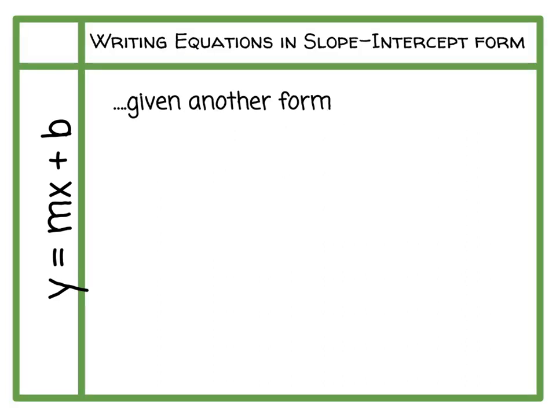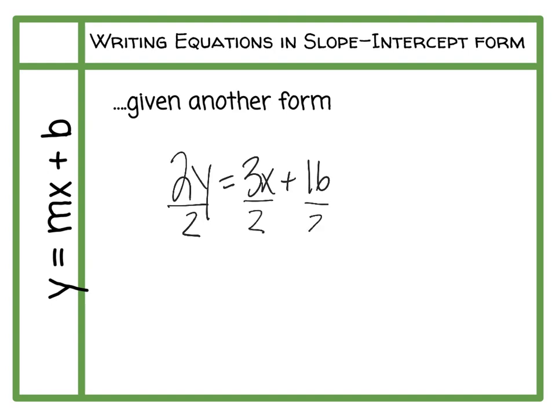Here's where it involves a little bit more work, but it's still not horrible. Sometimes we're given equations such as 2y equals 3x plus 16. Y is not quite by itself yet. We have to isolate that. Think about our solving rules and what we did with formulas. If I want to get y by itself, I need to divide by 2, but I have to divide every single term by 2. When I do that, I get y equals 3/2 x plus 8.